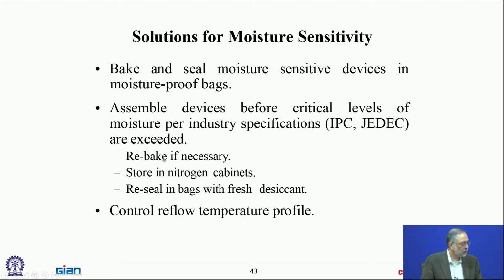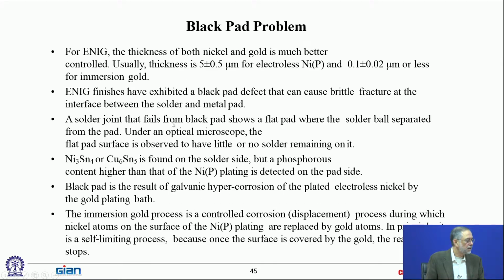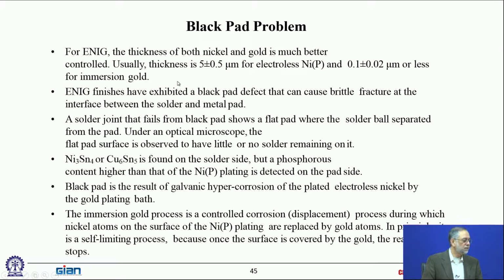When you're using them for assembly, sometimes you may have to rebake them, and they have to be stored in nitrogen cabinets and sometimes resealed if needed. If the allowable storage period is exceeded, then you have to redo the whole process. These are all the various baking conditions. It's totally informational, with very little discussion, so let's skip over that. Black pad problem: that's a problem that's actually at level 1, but happens during reflow, so that's why it's over here.